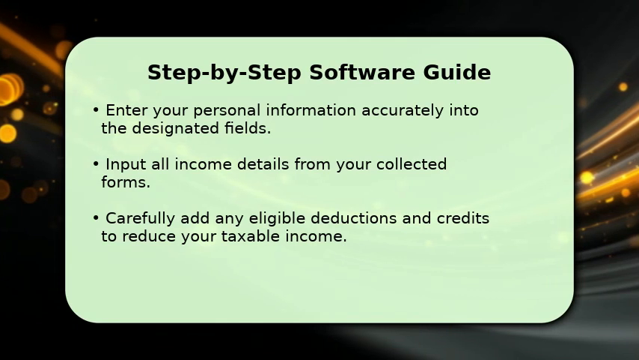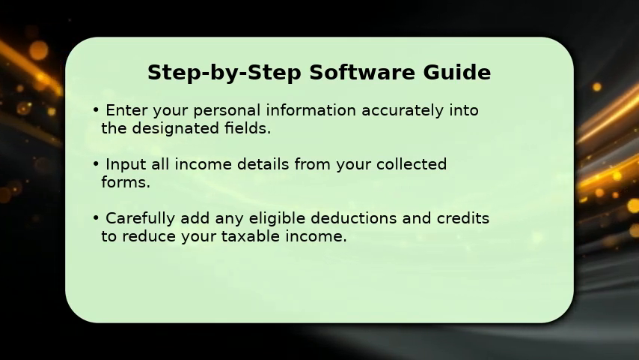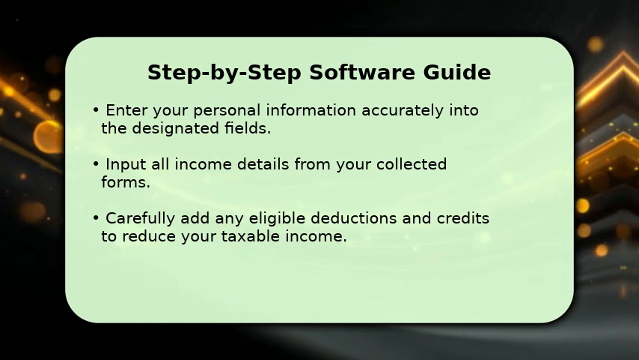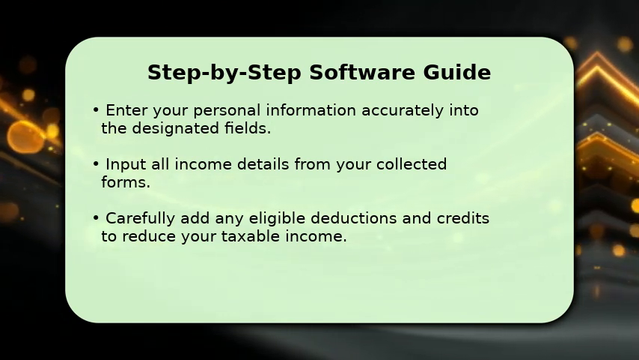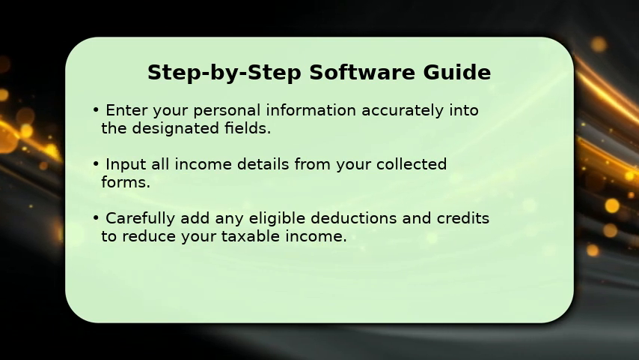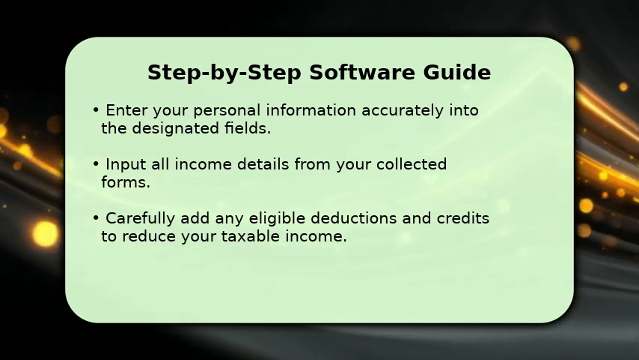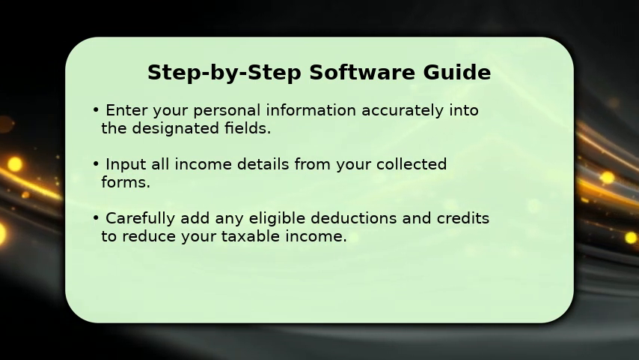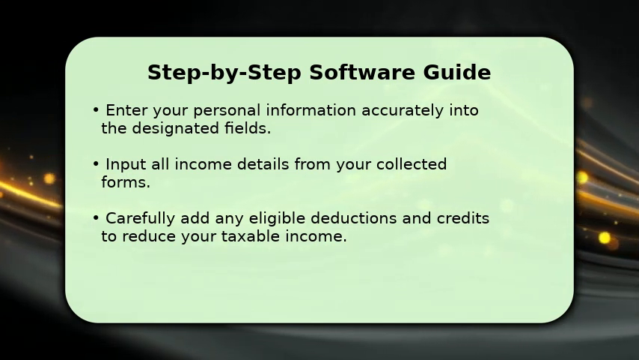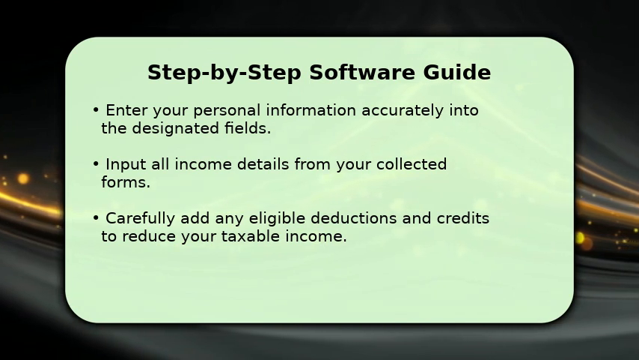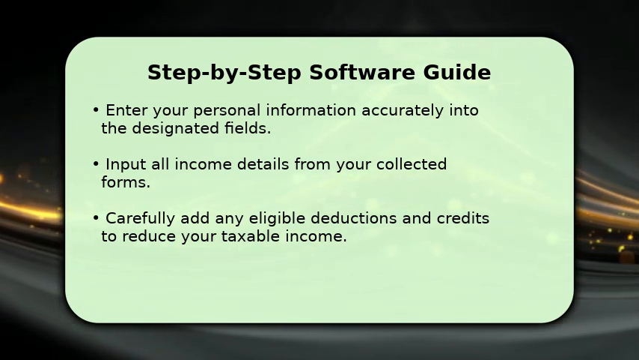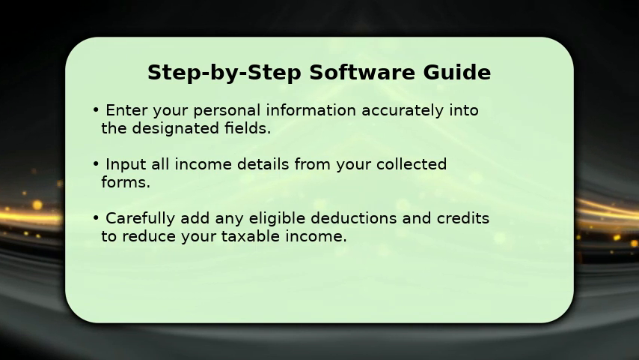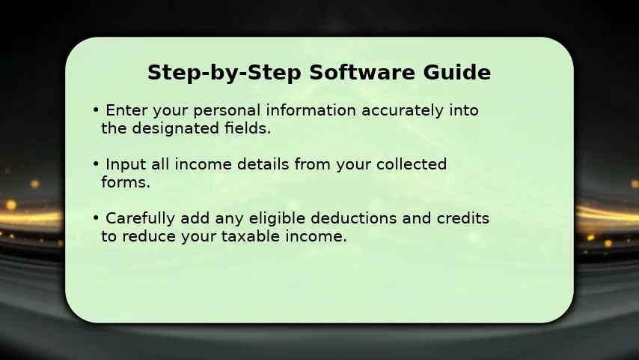Once you've chosen your software, you'll start by entering your personal details, ensuring everything is accurate. Next, input all your income information from your W-2 and 1099 forms into the corresponding sections. The software will guide you through this process. Then, meticulously add any deductions or credits you qualify for. These can significantly lower your tax liability. Take your time to review each section thoroughly.